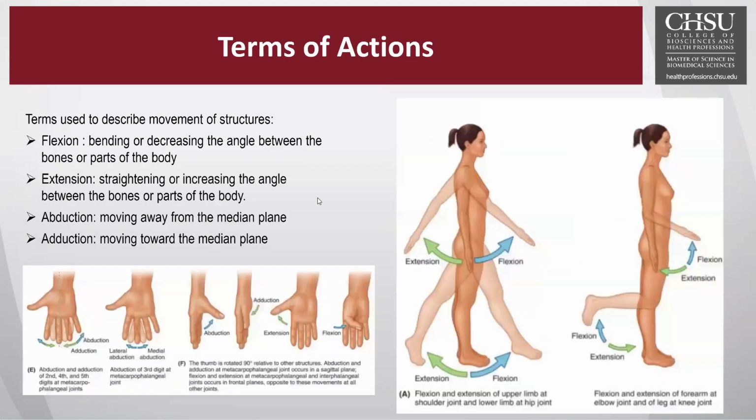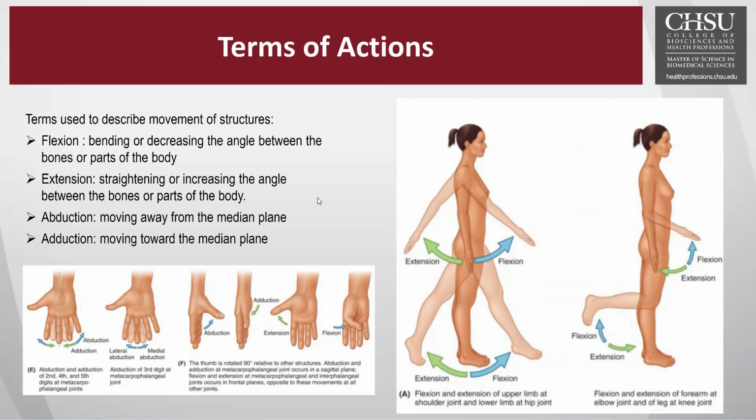Perfect. All right, terms of action. So this is where we think about movements that are happening, especially across joints. So the first two are flexion and extension, especially at our hinge joints, like the elbow joint. Flexion is decreasing the angle, bringing the forearm closer to the arm. Extension is the opposite, right? Opening up that angle at the joint. Abduction versus adduction. Abduction is bringing away.